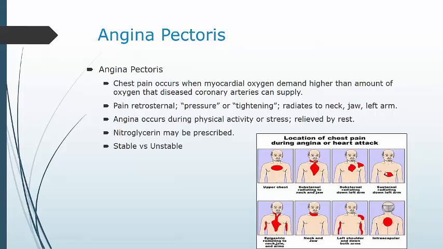Usually this pain is going to be retrosternal. It's going to be described as pressure or tightening, but it can radiate to the neck, the jaw, the arms, specifically more commonly the left arm. They may have nausea, vomiting, pallor, diaphoresis, dyspnea, all very similar signs and symptoms that can occur with an MI.